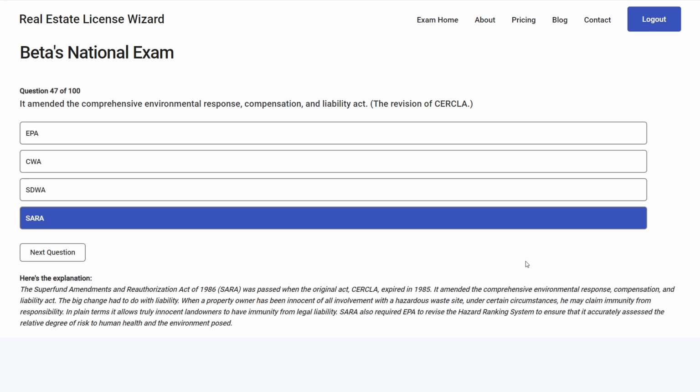So when CERCLA expired, this was the amendment to that, and it basically added a bunch more stuff. But the big change had to deal with liability, and that's when a property owner has been innocent of all involvement with a hazardous waste site under certain circumstances. He can claim immunity now from responsibility. So with this act, before then, let's say you moved onto a property and there was hazardous waste on it, you technically could have been legally liable even though you had no idea. And that was the worst. I think that was probably the worst part about CERCLA, is it didn't protect people like that. So when they amended it, they made sure that it was different.